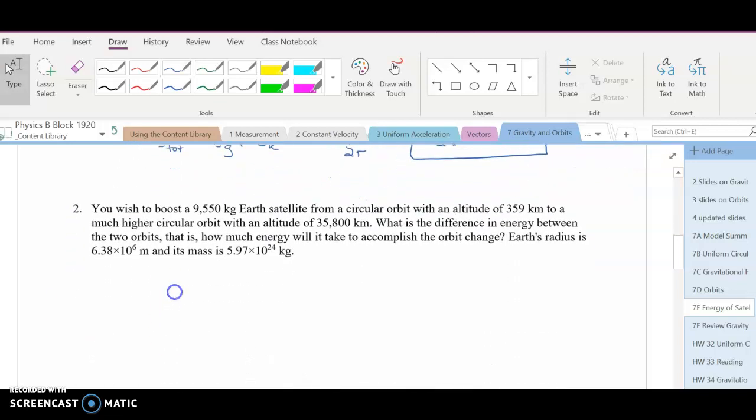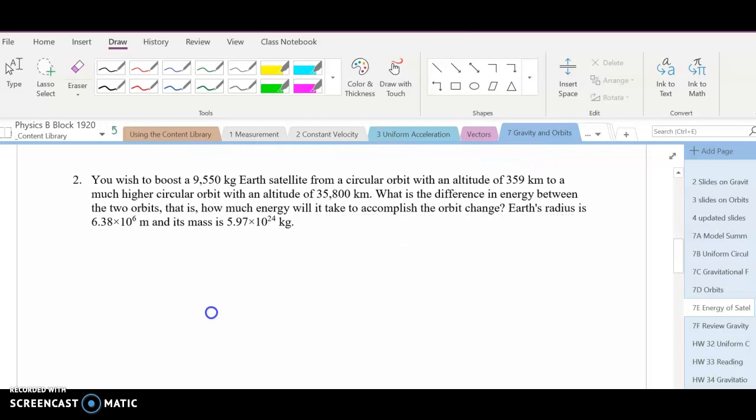Let's look at number 2, where we have something with a circular orbit, and initially it is at an altitude of 359 kilometers, but then we want to move it to a higher altitude of 35,800 kilometers. They're asking us to find the difference in energy. That's the work that had to be done to transfer energy into this satellite system to raise it to a higher orbit. Okay?